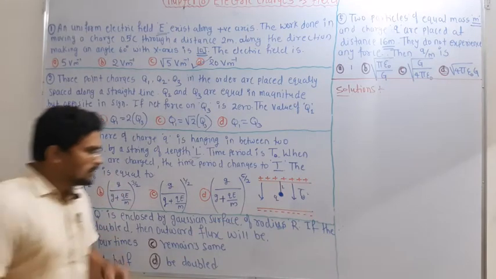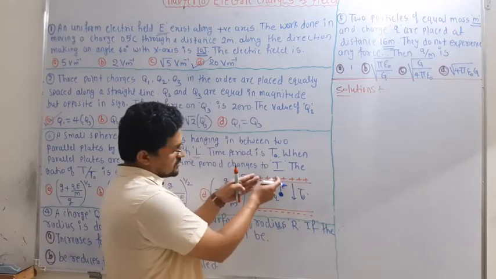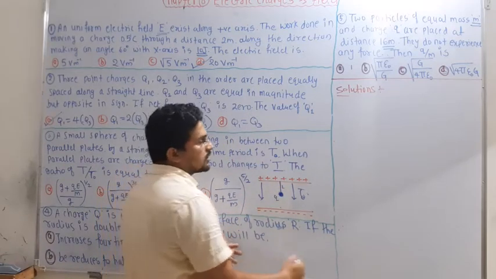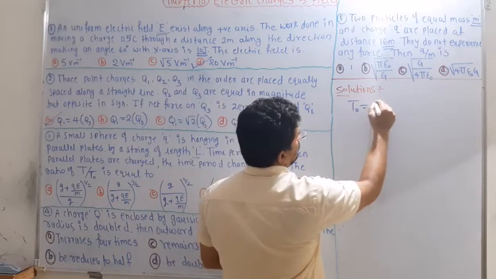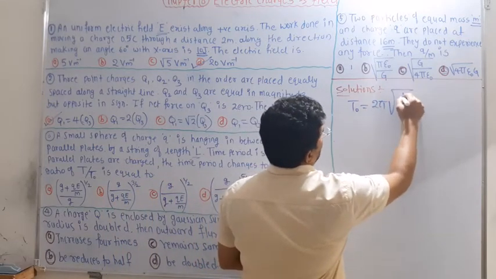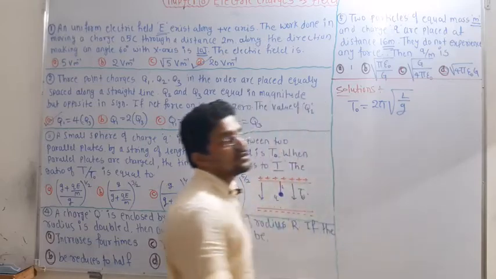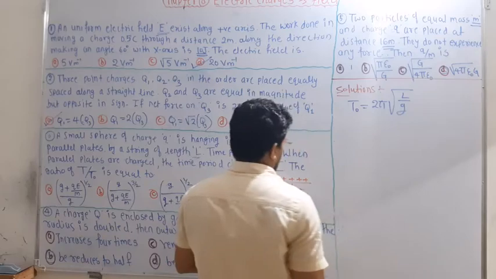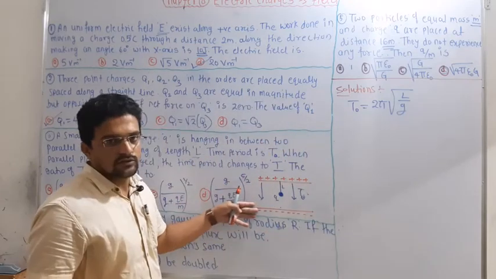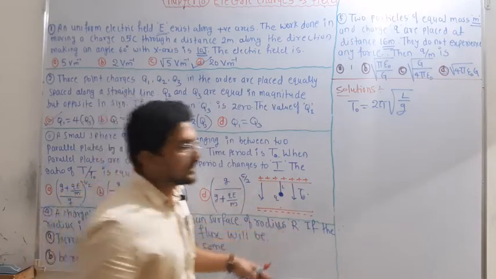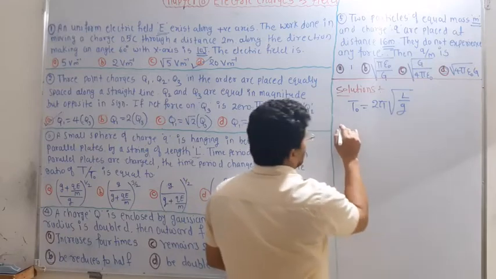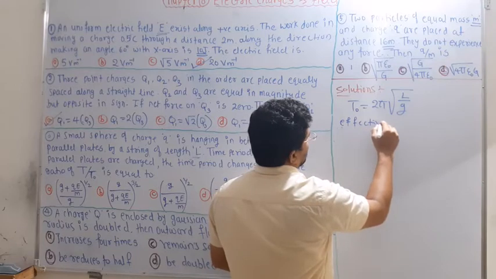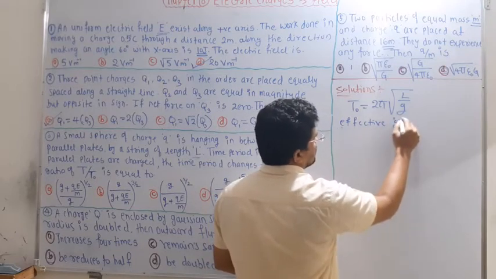Initially, if the plates are not charged, only gravity is acting. So t naught is equal to 2 pi under root of L by g, which we have seen in the oscillation part, the time period of the pendulum. Now once the plates are charged, there is an acceleration due to the electric field, then the effective acceleration, that is g dash.